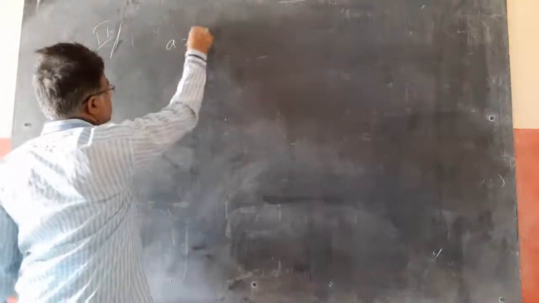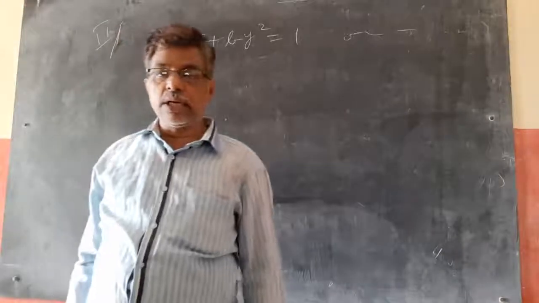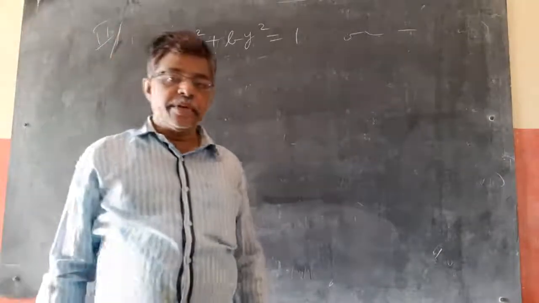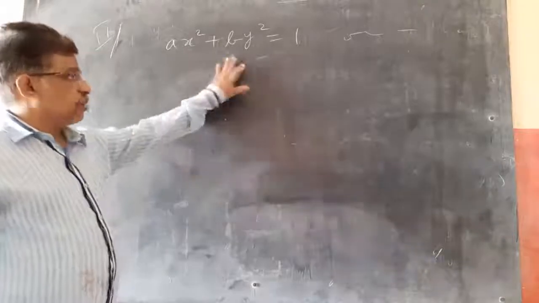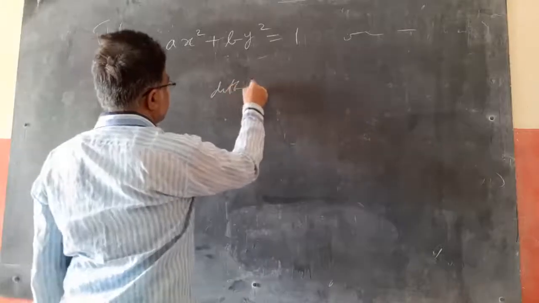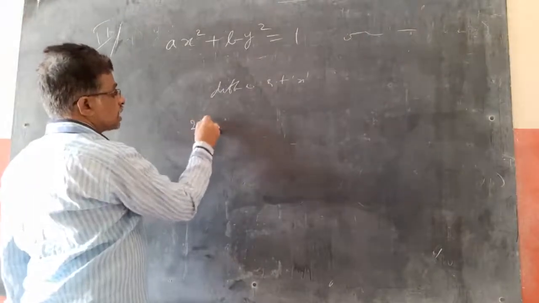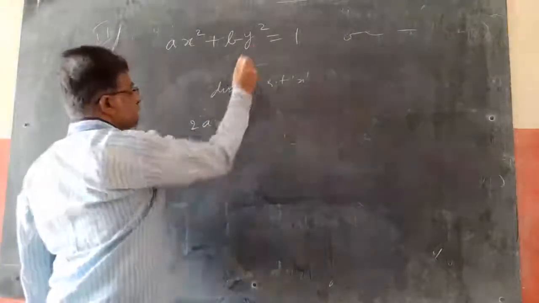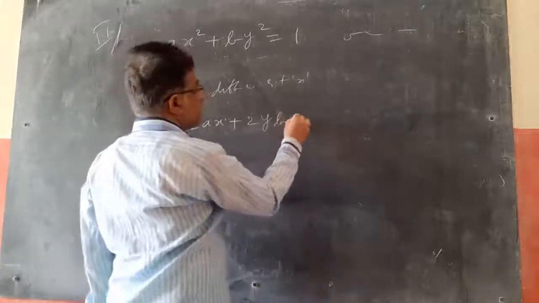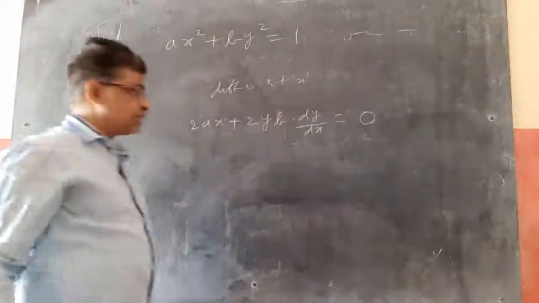Third one: ax square plus by square equal to 1, where a and b are parameters. Again there are two parameters, so you have to differentiate two times. The first time if you differentiate this with respect to x, what happens? Derivative of x square is 2x, so it becomes 2ax, and the derivative of y square is 2y into b into inner derivative dy by dx, equal to the derivative of the constant, which is 0.